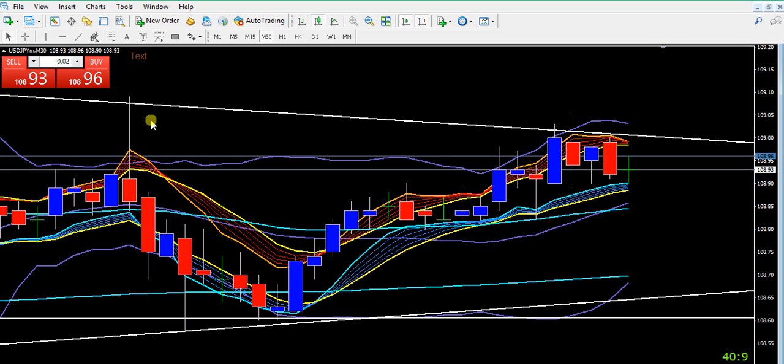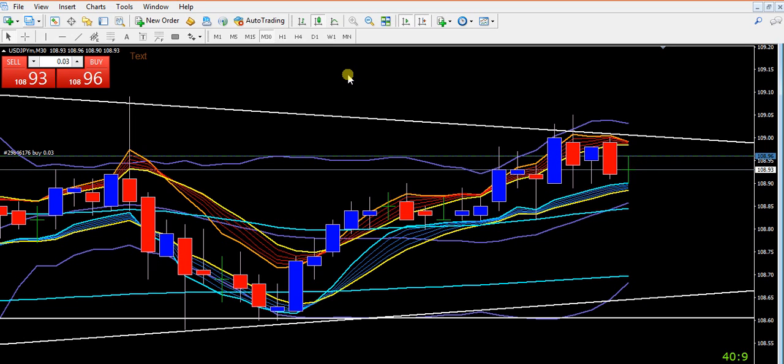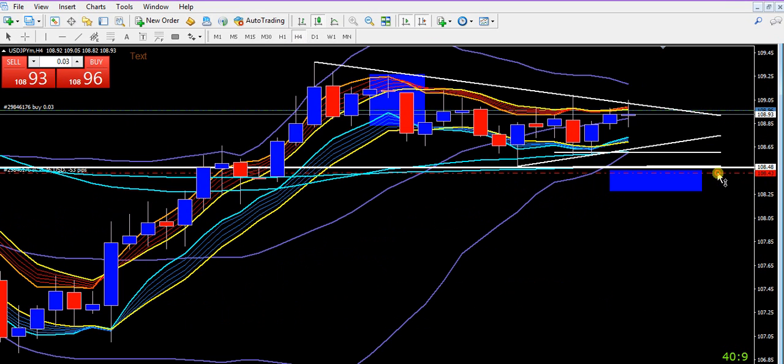Okay, so let me check this one. 108.96 is the best place to buy. This is why my option is a buying position, and my stop loss is, of course, below this one, because I saw that if this turns lower, my position is stopped out. This is the simple way to use the Bollinger Band.